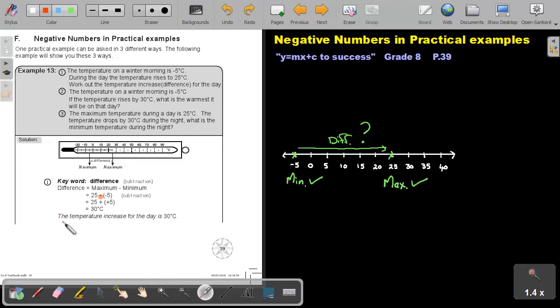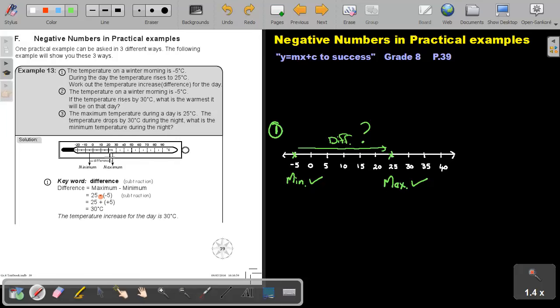Now, because it's a practical sum, I end with a sentence. I say, the temperature increase for the day is 30 degrees Celsius. Okay, this is method 1. This is the first way they can ask it. They give you the minimum, they give you the maximum, and they're asking you the difference.